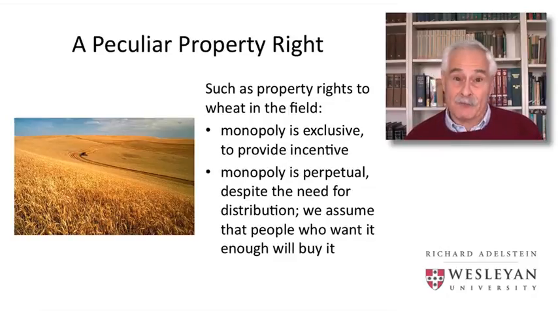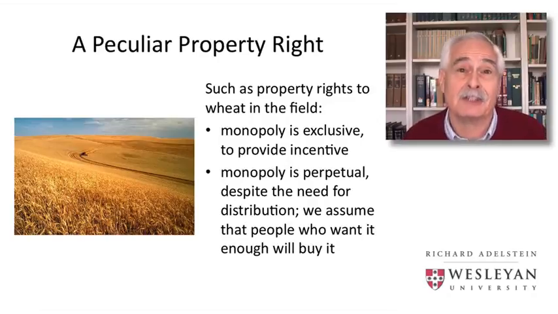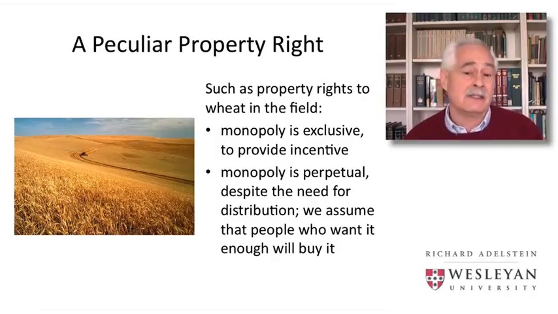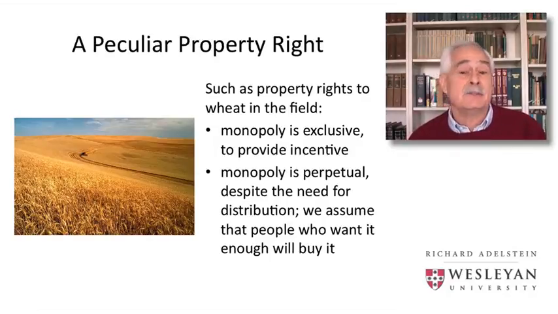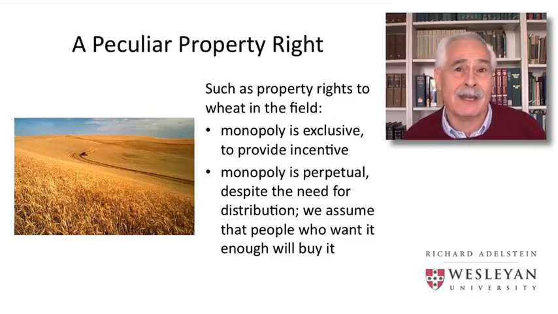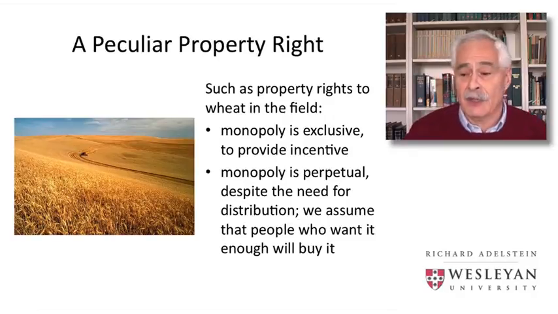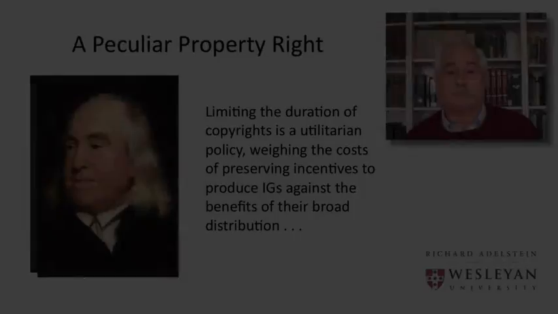The monopoly that the farmer holds to the wheat in the field is also perpetual. He doesn't stop owning it after some period of time, again, despite the need to distribute those goods to people in the widest possible way. And this means that we simply assume not that people, if they wait long enough, can have the good for free, but that people who want it or need it enough will be able to buy it, and that they will in fact do so.